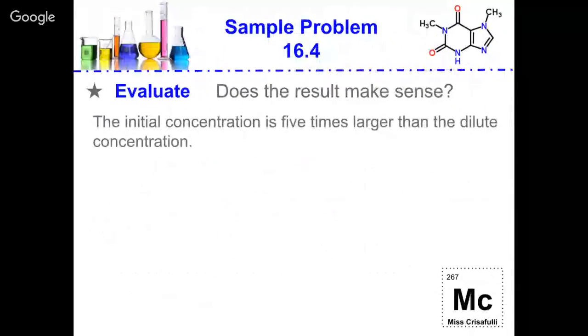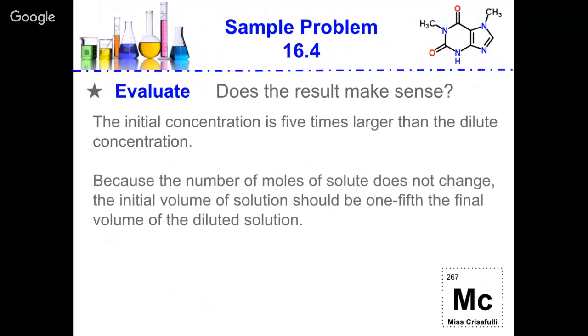Now, does it make sense? We know that the initial concentration is 5 times larger than the dilute concentration, and because the number of moles does not change, the initial volume of the solution should be 1/5 the final volume of the dilute solution.